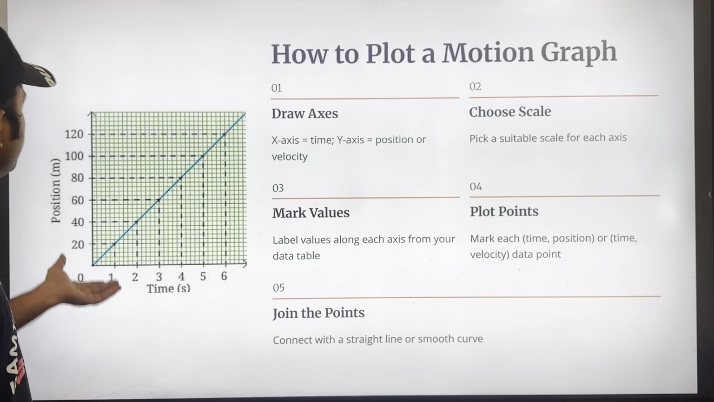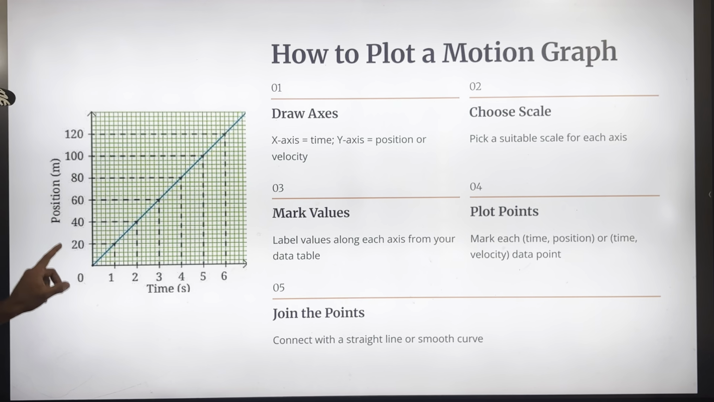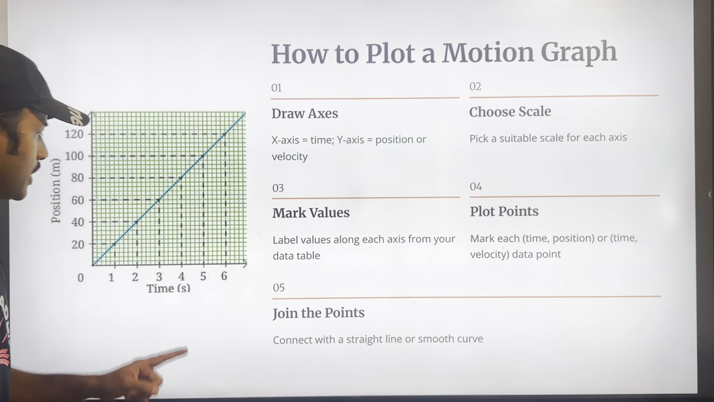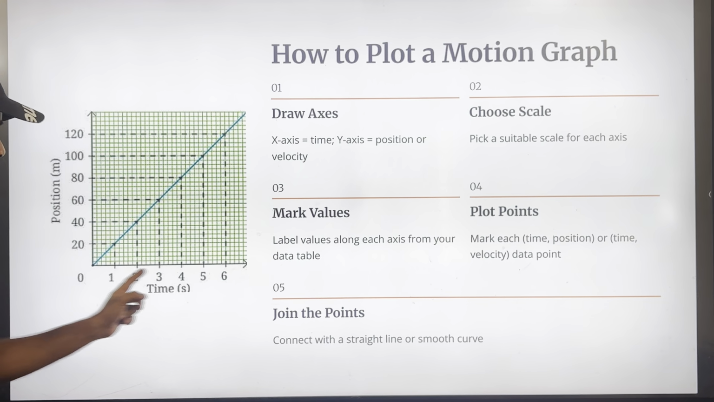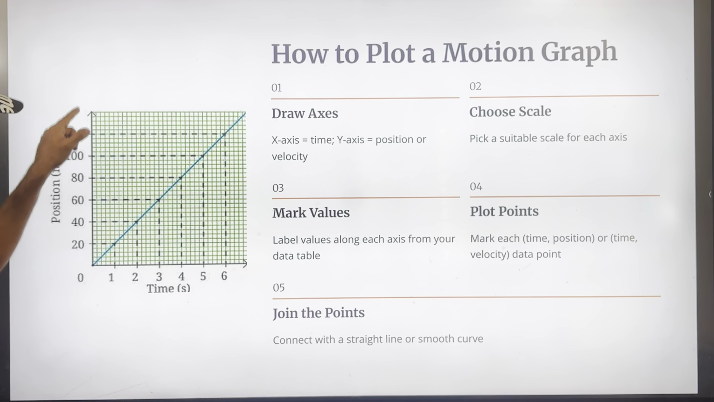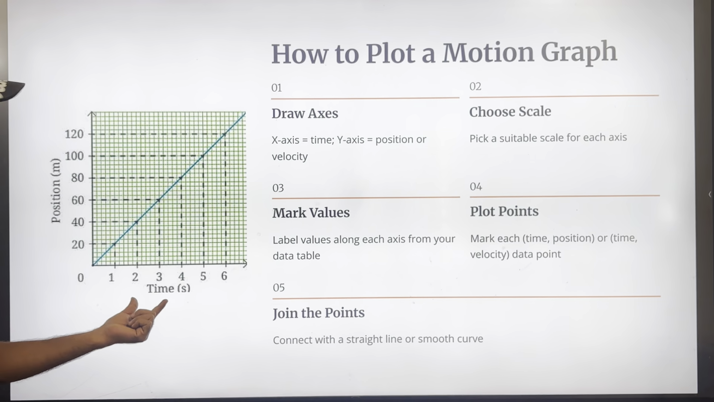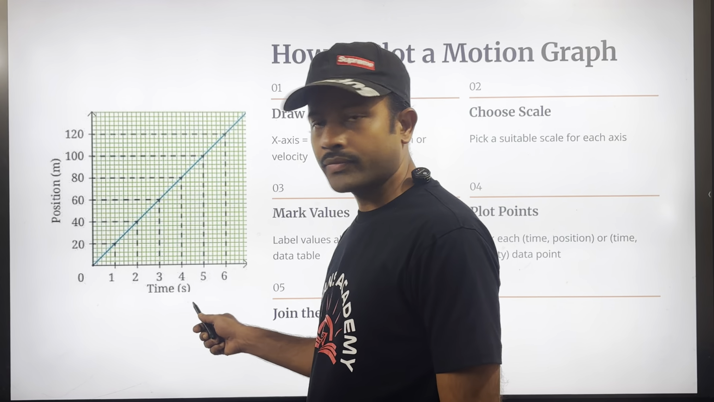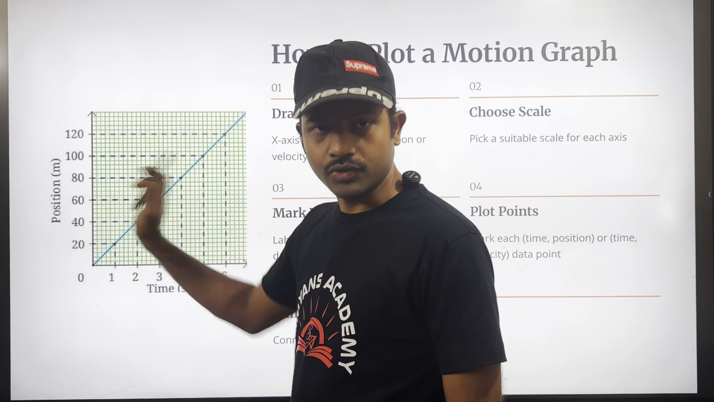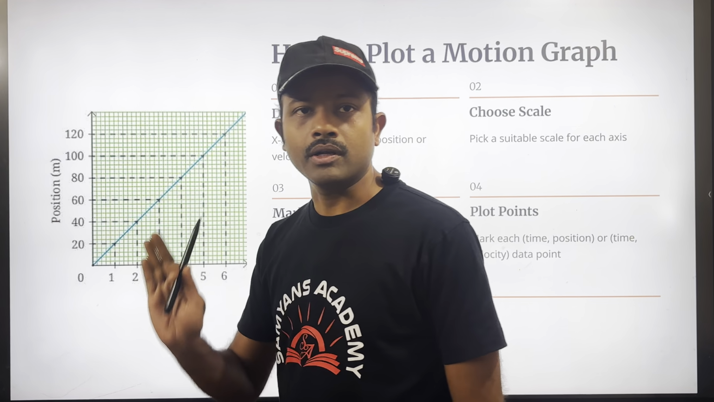So I am taking one graph. Before plotting the graph, first you have to know what the x-axis is and what the y-axis is. The horizontal line we call the x-axis, the vertical line we call the y-axis. On the horizontal line we are taking the time, and on the vertical line we are taking the position. Now we are plotting the graph.